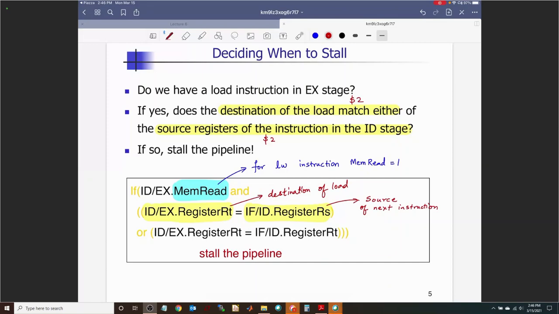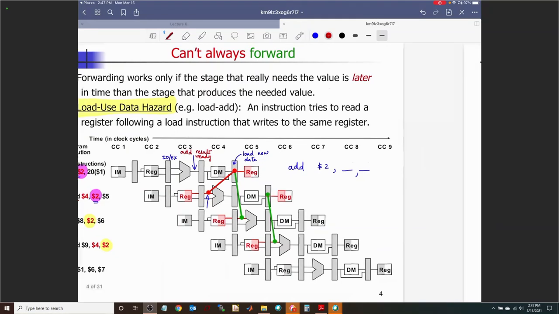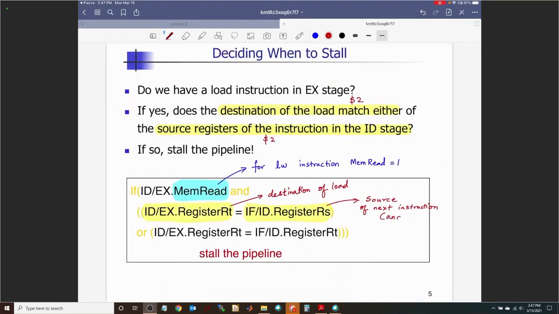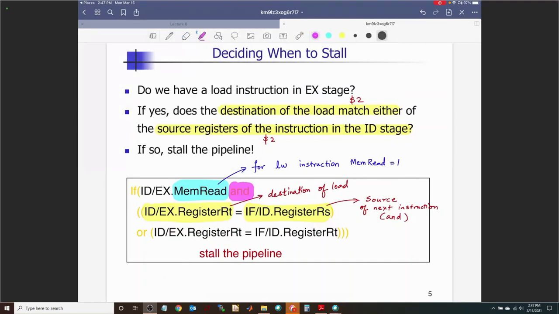In our example, what was it? If I go back, it was AND, right? So it was AND. So I can just say in our example, it was AND. So if the destination of load matches the source of the next instruction, and this could be RS or it could be RT, right? So it doesn't matter which operand, RS or RT is fine. So that's where we are checking the second condition. If this and this are satisfied, then we need to figure out how to stall the pipeline.